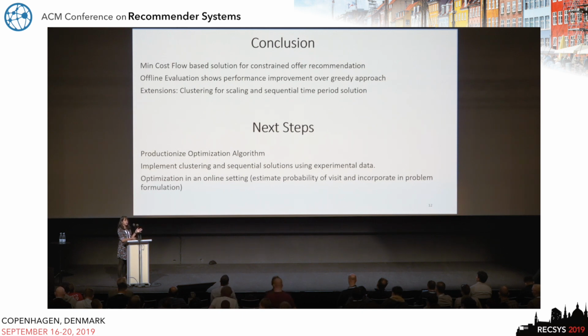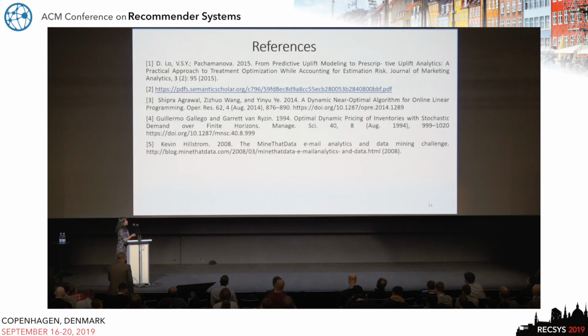When we productionize the optimization solution as it stands today, it will be an offline estimation. So we would have to reevaluate the optimization every single time period, which could be a day, a week, etc. Another next step would be to extend this to an online setting. So can we learn faster? Can we optimize by estimating customers' arrival probabilities and greedily allocate based on customers who would arrive while also optimizing? And then we also want to implement the sequential time period and clustering solutions to test for scale and performance. And these are the references that we used.